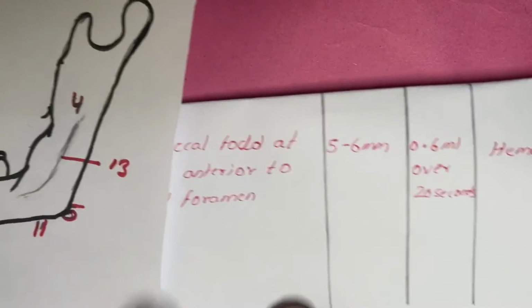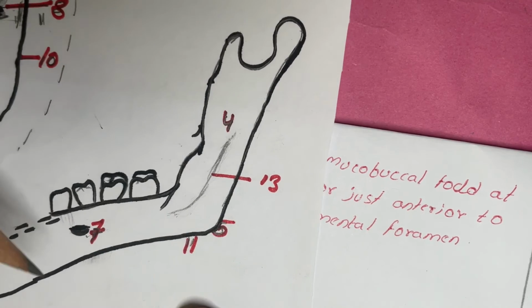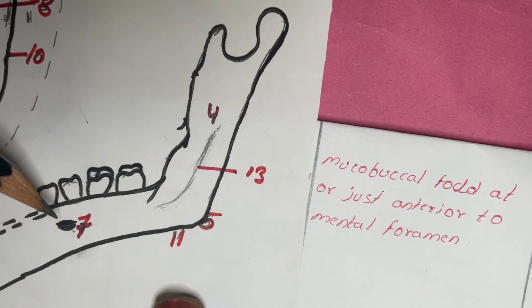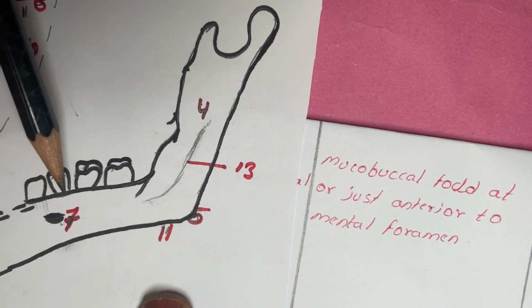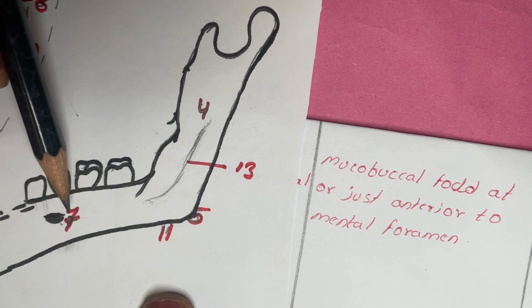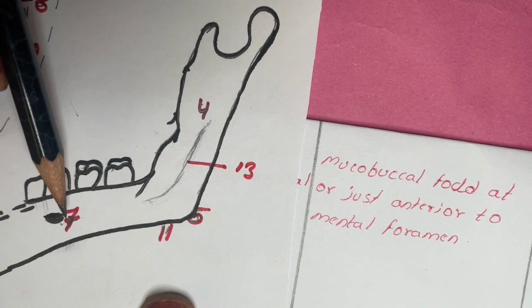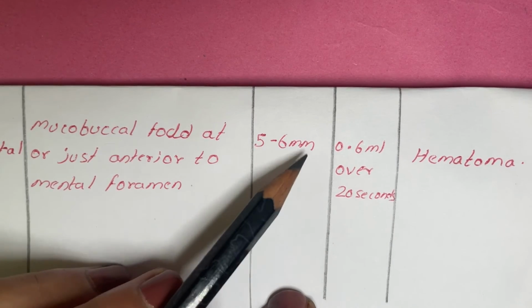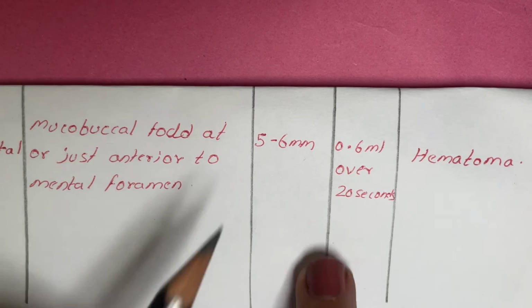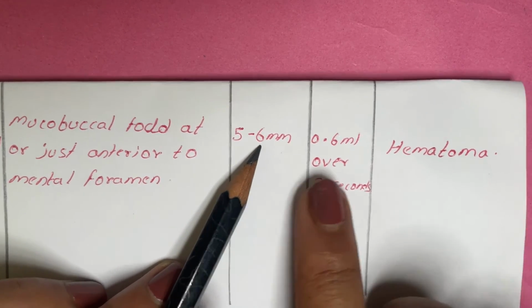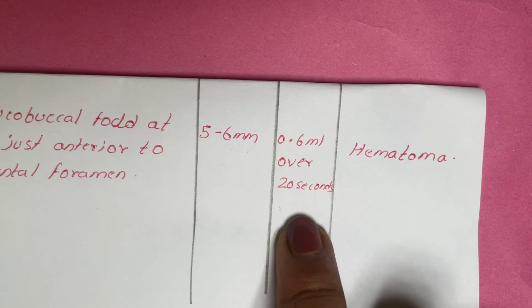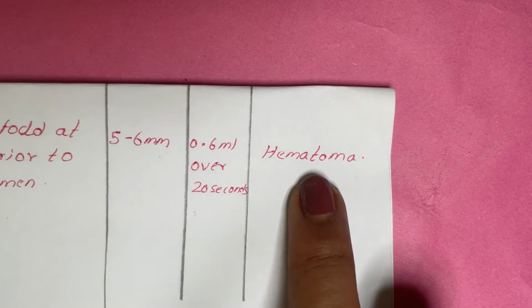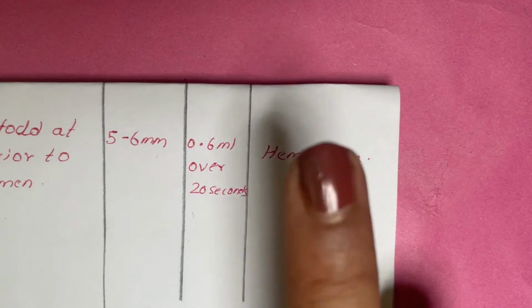That means from here we insert the needle, just anterior to the mental foramen, and we block the mental nerve. A needle depth of 5 to 6 mm should be kept, and 0.6 ml of anesthesia is deposited over 20 seconds. The most common complication of mental nerve block is hematoma.